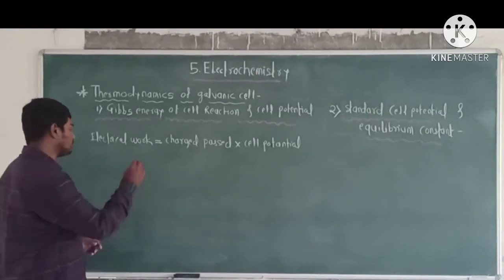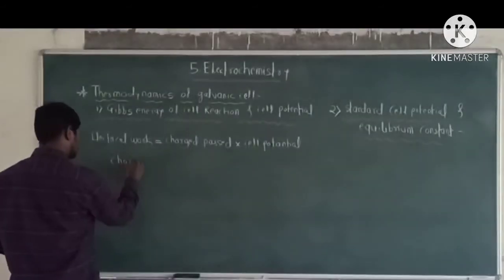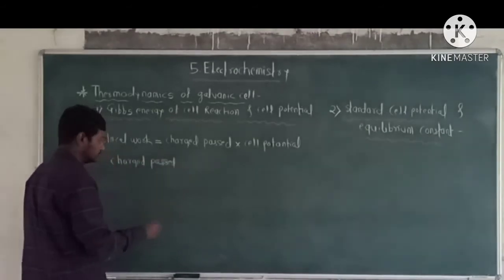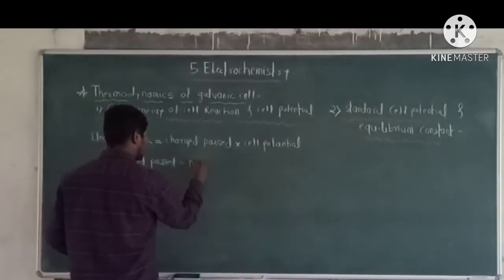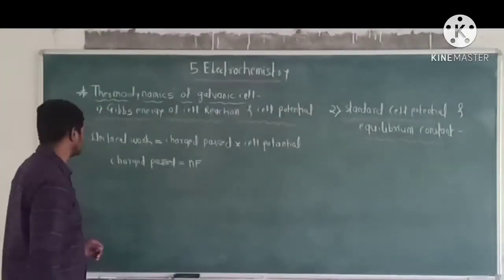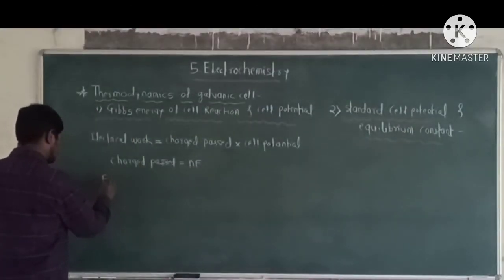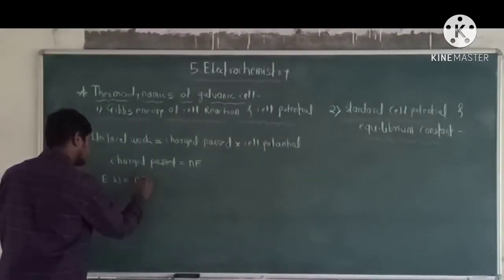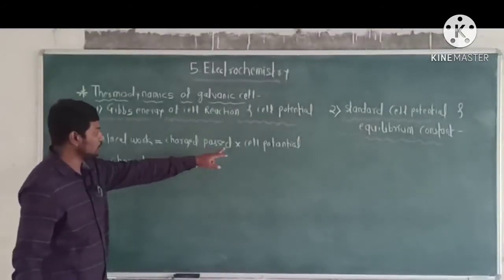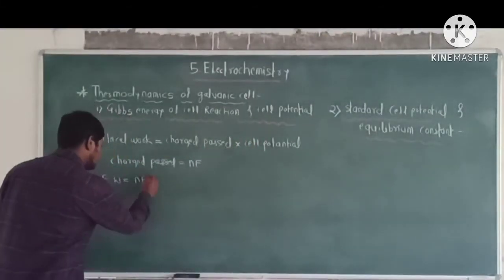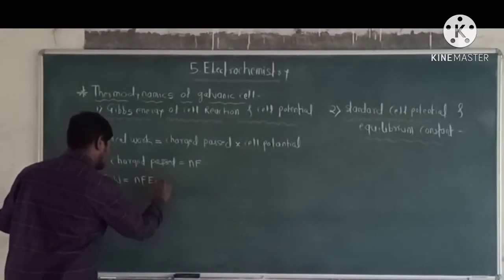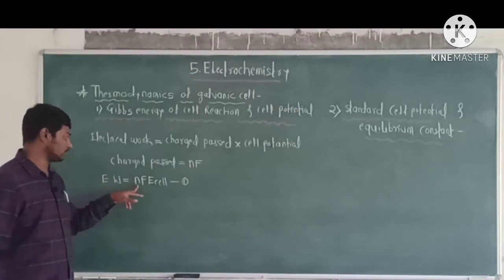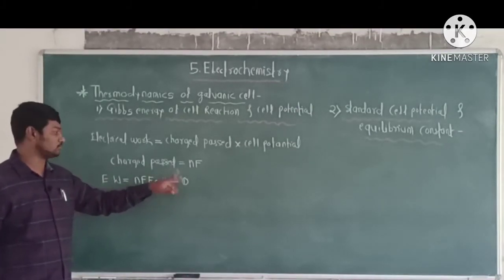Now charge passed, that is electricity passed, is equal to nF. Therefore the electrical work is equal to nF into cell potential, that is E cell. This is equation number 1. The electric work is equal to nF E cell.